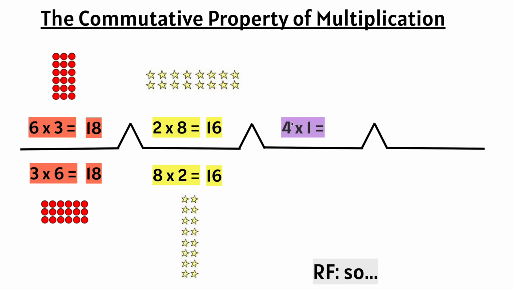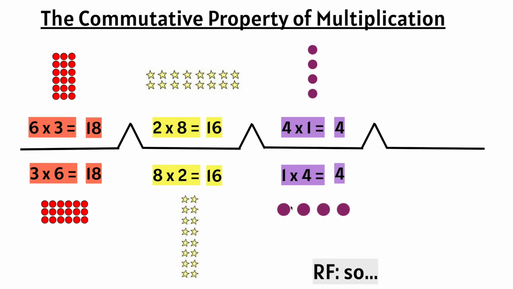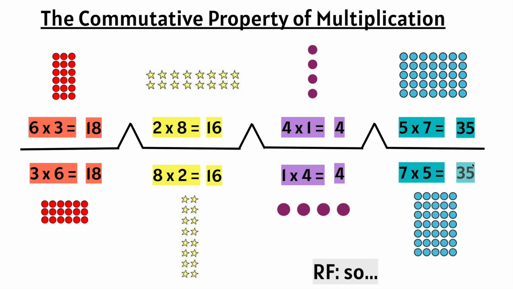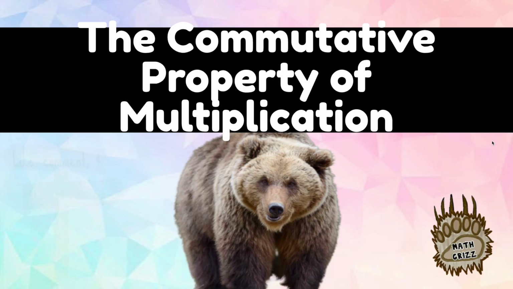Just like 4 times 1 is 4 rows, 1, 2, 3, 4 rows of 1 on each row. We know the product of 4 times 1 is 4. So 1 times 4 also has to have a product of 4. We have 1 row of 1, 2, 3, 4. Just like 5 times 7 means 5 rows, 1, 2, 3, 4, 5 rows of 7 on each row. We know 5 times 7 has a product of 35, so 7 times 5 also has to equal 35.